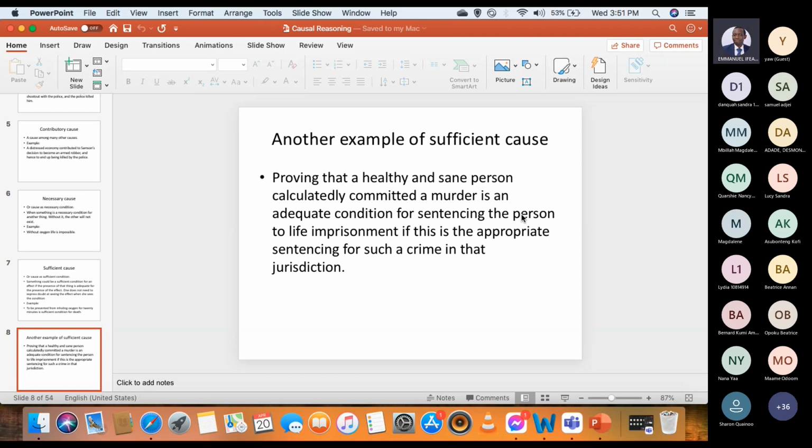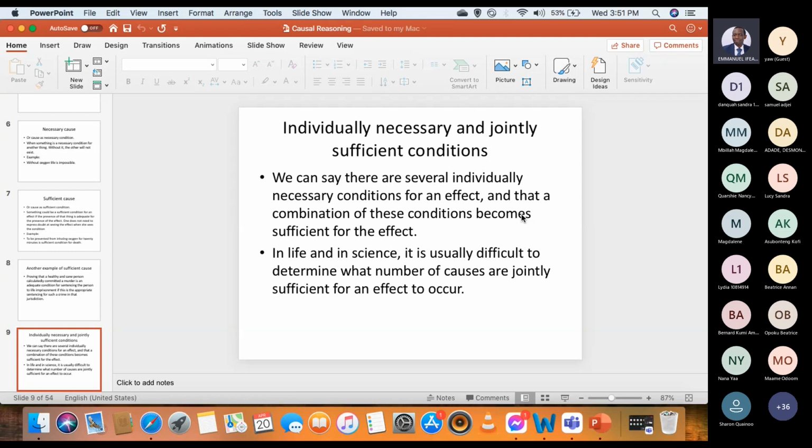So that's another example of a sufficient cause: you have proven beyond doubt that this happened, this person did this, and then the person has to be sentenced. So we can have individually necessary and jointly sufficient conditions. We can say there are several individually necessary conditions for an effect, and that a combination of these conditions becomes sufficient for the effect.